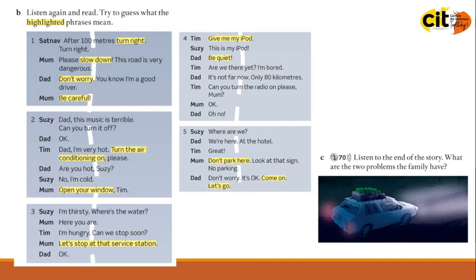Well, then in activity B, you have to listen again and read the conversation, okay? You have to guess what the highlighted phrases mean. So you have turn right, slow down, don't worry, be careful, turn the air conditioning on, open your windows, let's stop at the service station, give me my iPod, be quiet, don't park here, come on, and let's go.